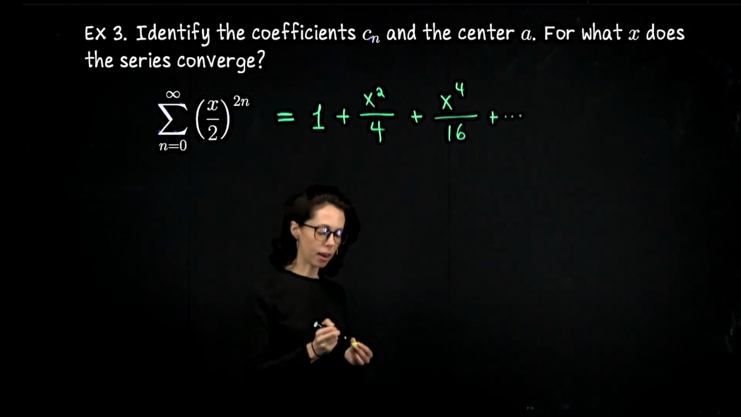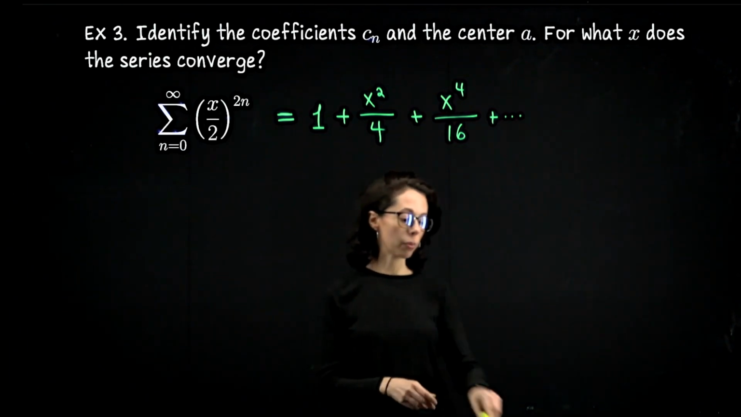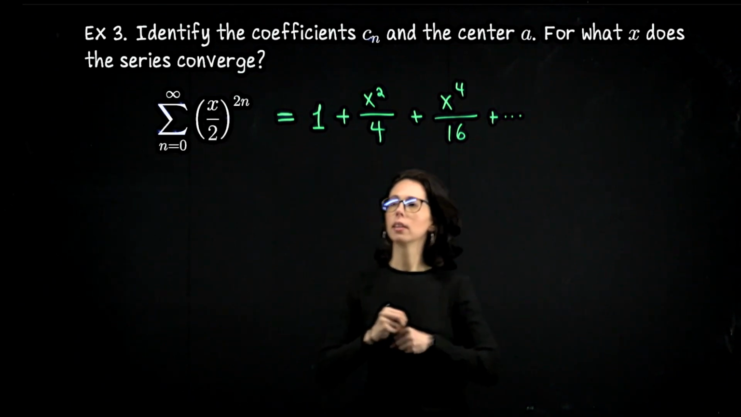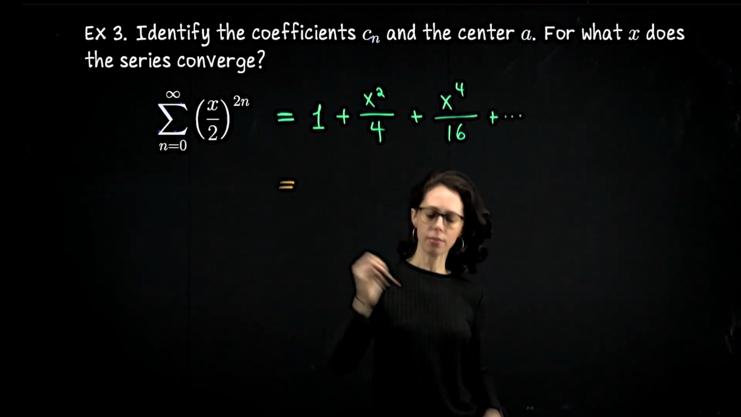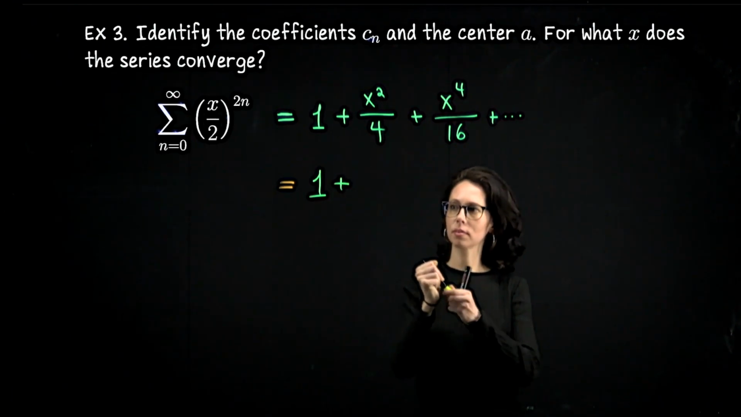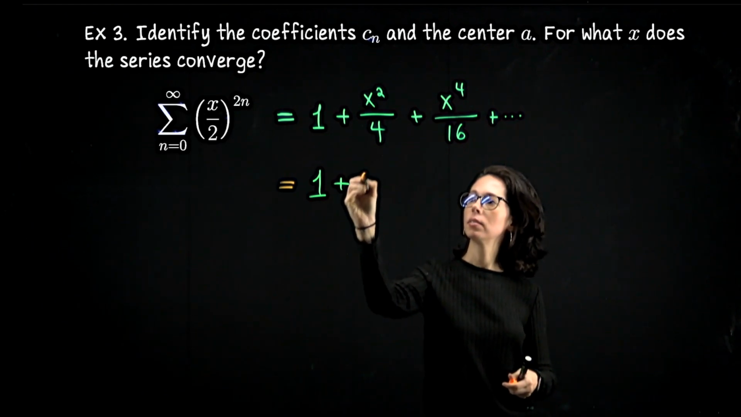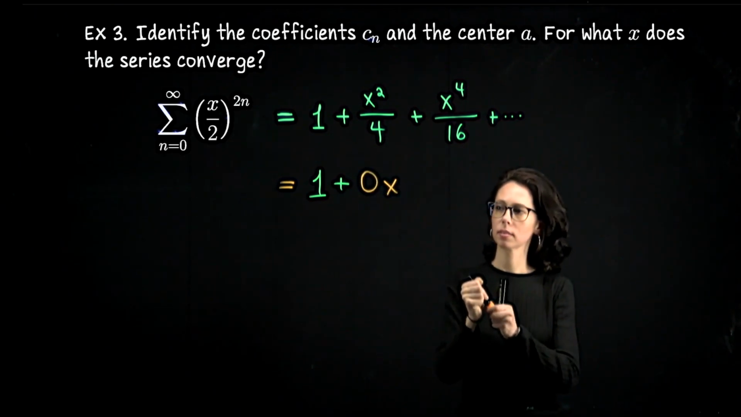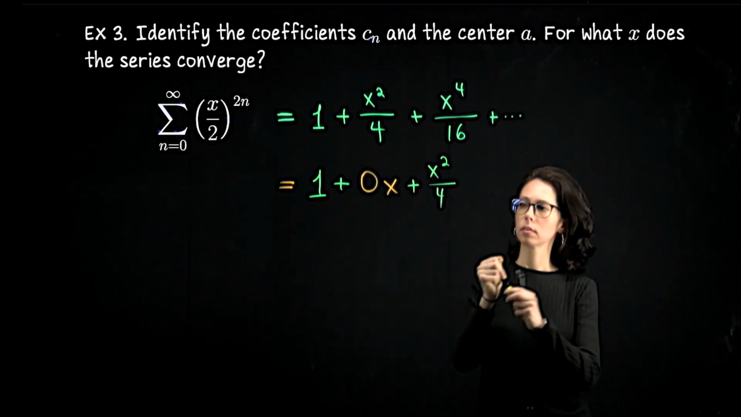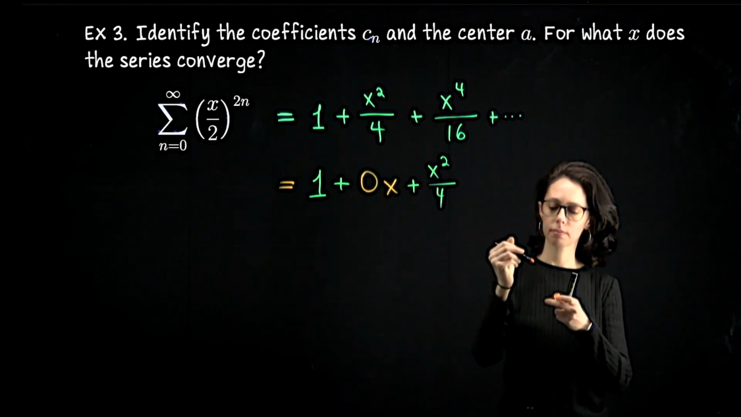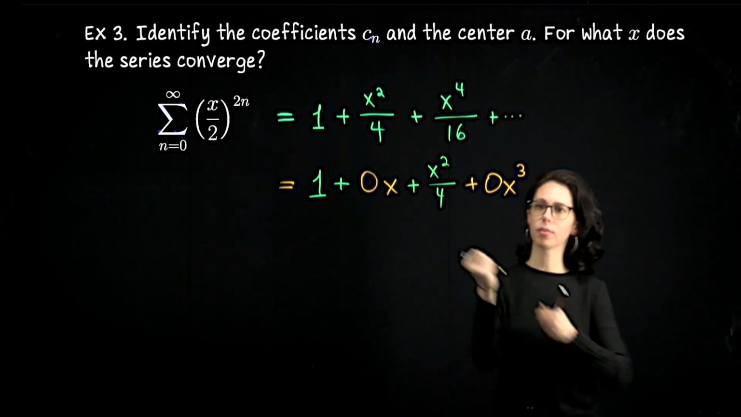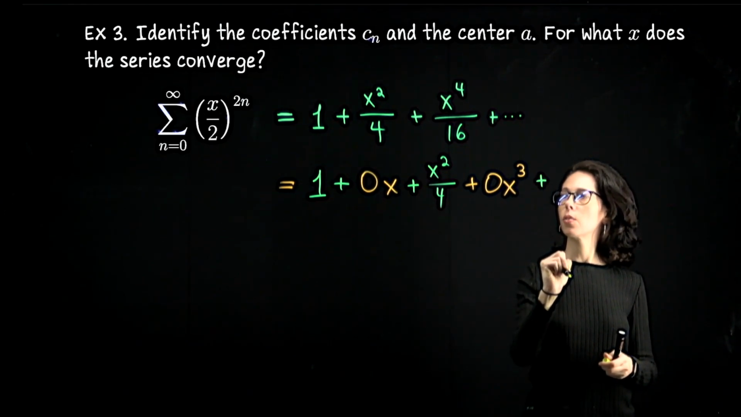But if I want to compare with the types of power series expressions that we've been working with, let me drop in the terms that we're missing. So what do I mean by that? Well, let me try to color code this. Okay, we had a 1, and then we had 0 times x, and we had x squared over 4, and then we have 0x cubed, then we have x to the 4th over 16.